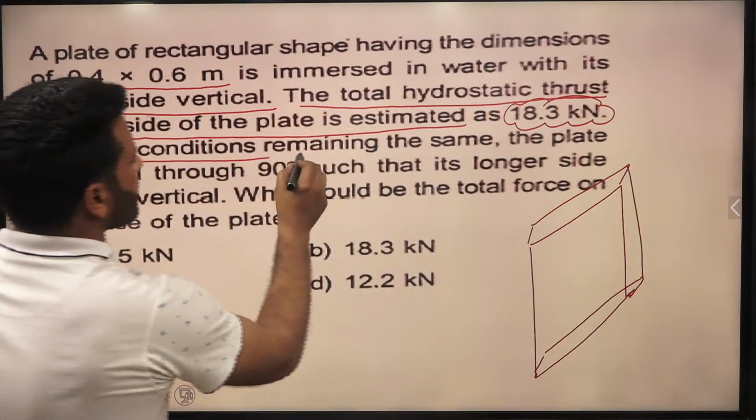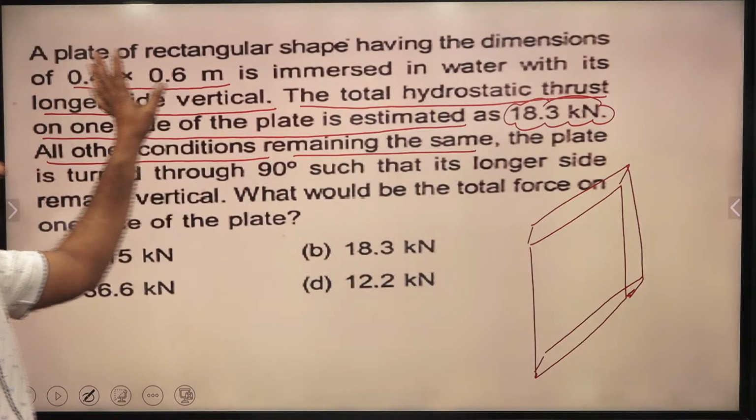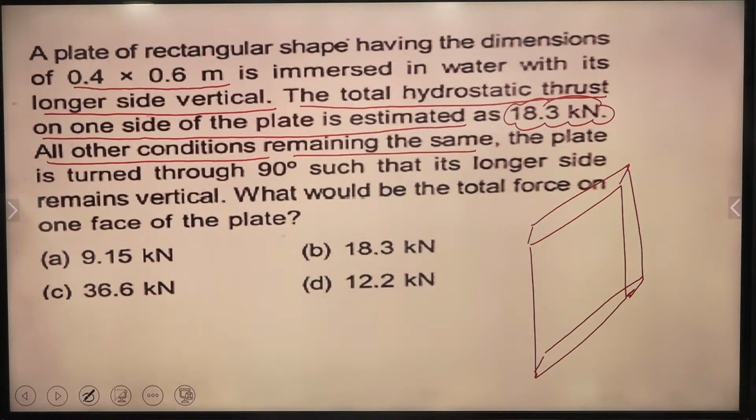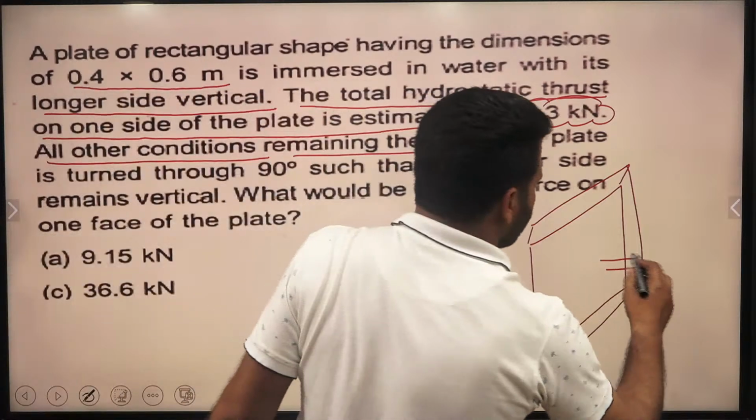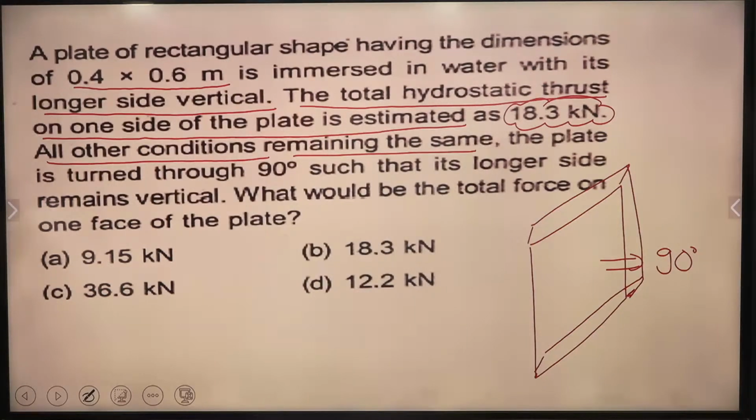All other conditions remaining the same, that is, the dimensions of the plate are the same, and the vertical axis is the same, it is turned through 90 degrees. Just turn the plate by 90 degrees such that its longer side remains vertical. Earlier the longer side was vertical. After turning it through 90 degrees, again the longer side is vertical. What would be the total force on the one face of the plate? So total force will not change. Simply, total force will not change.